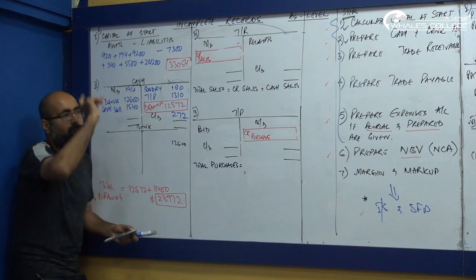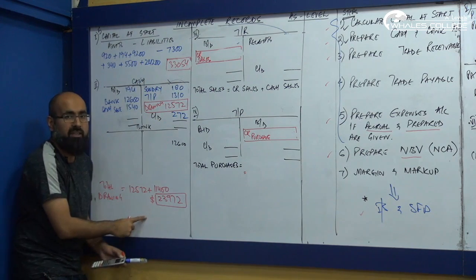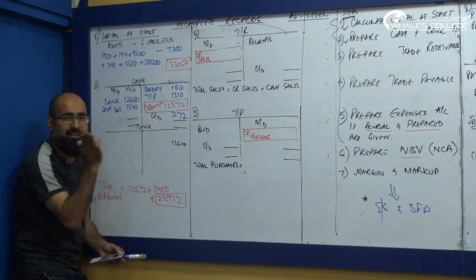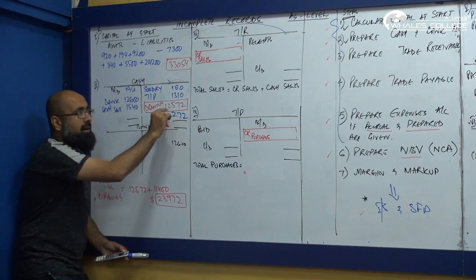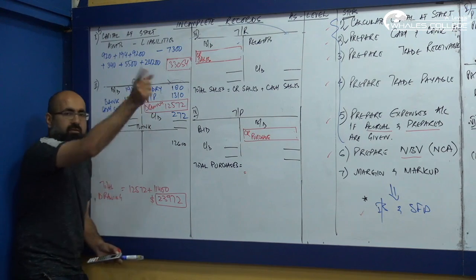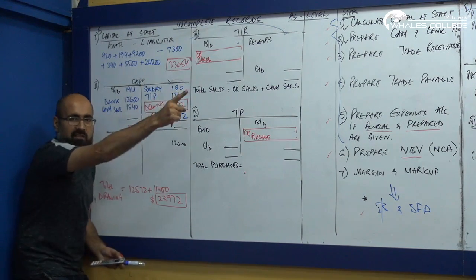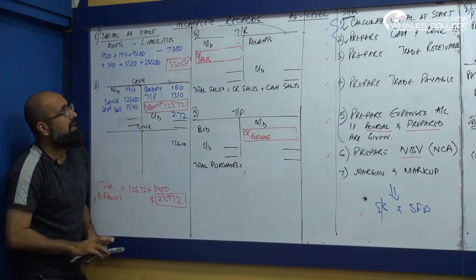23972. Because when we are preparing the statement of financial position, we have capital plus profit less drawings. So we need the total drawings, not the part only. Similarly, we need total sales and total purchases. All right, good. Now step 2 is over.